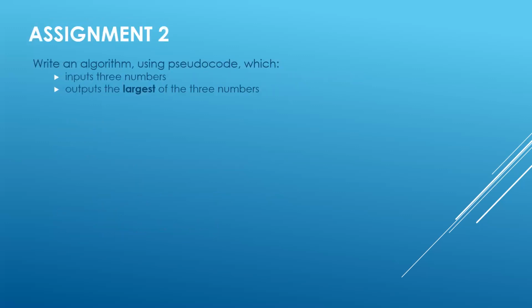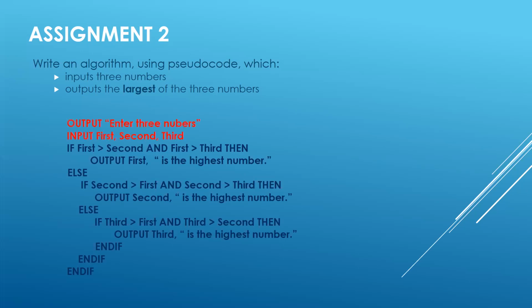Now, assignment 2 is: write an algorithm using pseudocode which inputs 3 numbers and outputs the largest of the 3 numbers. Now, this is something that you need to see, largest. And there are 3 numbers input by the user. Is there anything that's striking your mind? Again, it is dealing with maximum. But in this case, we are going to handle it a little bit differently.